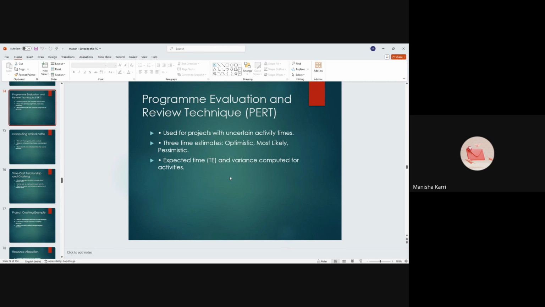Next, expected time and variance calculation. Here, expected time, TE, is a weighted average PERT calculates to determine the likely duration for each activity using the formula TE equals O plus 4M plus P, divided by 6. And variance is equal to P minus O, divided by 6, whole squared. With this, we have finished PERT.